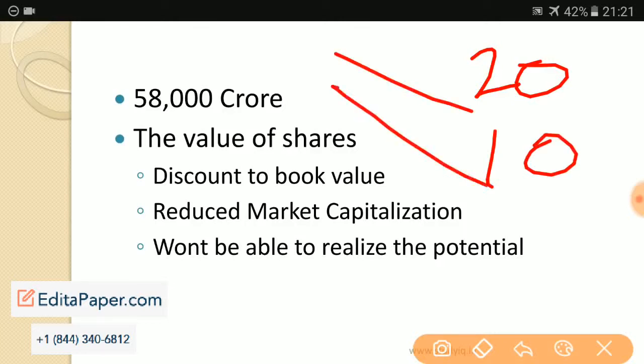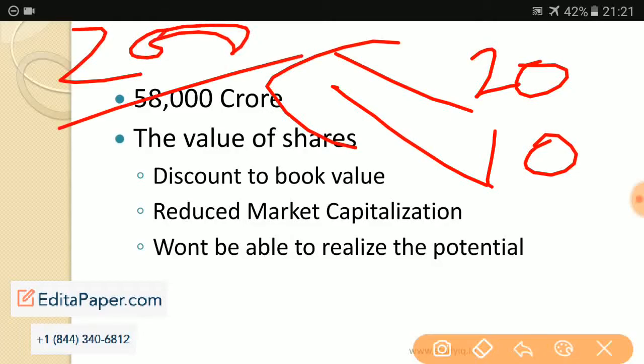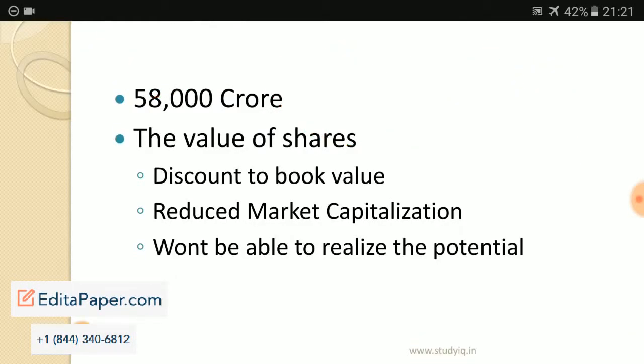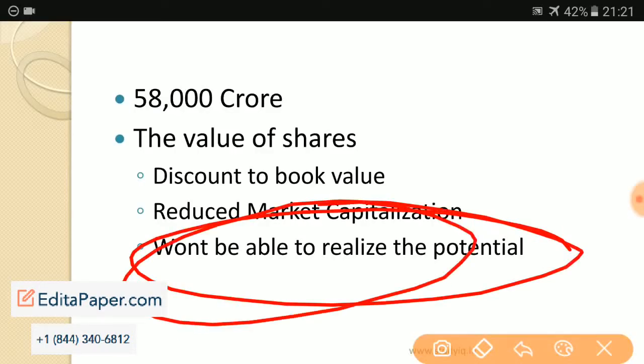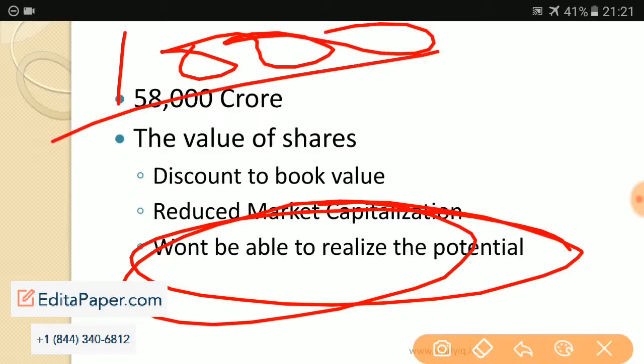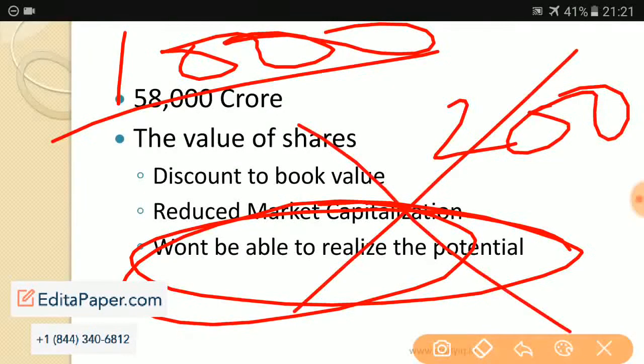So basically my point here is, because of the rising NPAs and because of the lack of profitability in the public sector banks, the State Bank of India won't be able to realize the full potential of its share issue. It would have been able to raise 1000 rupees, but because of the current circumstances, it would raise only 200 rupees. So this is one challenge that can be there in the way of the second tool.